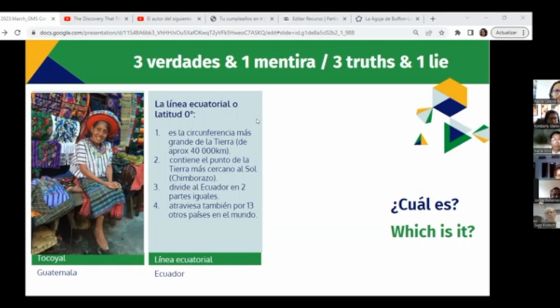Is it true that it's a circumference? Is it the biggest one? Is it true that it contains the closest point of the Earth to the sun? Is it true that it divides Ecuador into equal parts and goes through 13 other countries of the world?